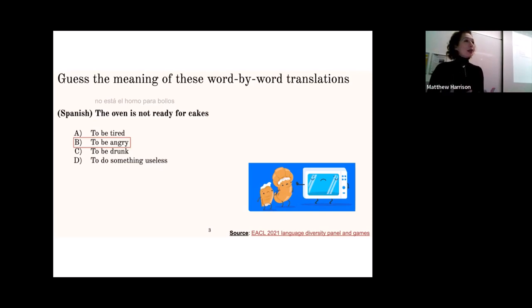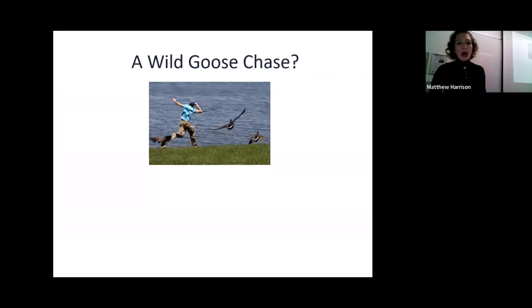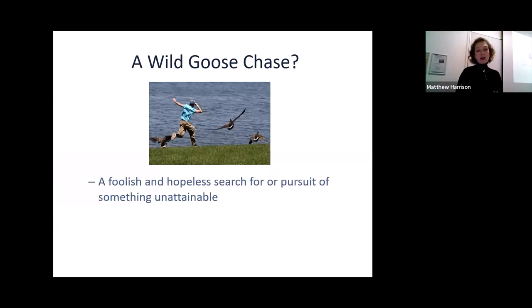And this is to give you an idea of how difficult it is to interpret these expressions, because their meaning is a combination of the words, but not their literal meaning. For example, if you are a non-native speaker of English and somebody tells you that they went on a wild goose chase, you may think that they were chasing ducks in a pond. But the meaning of this idiom is actually to go on a hopeless pursuit.